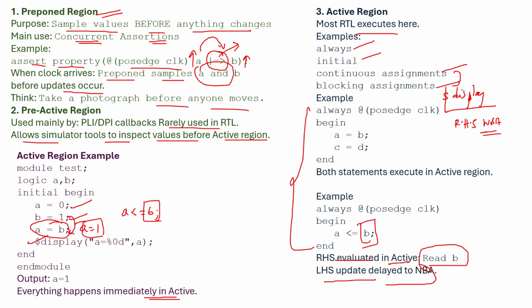Now you have seen these blocking assignments, that means continuous assignments, and also assign statements, like assign A equal to C and D. These assign statements are also executed in the active region. That is the continuous assignment.